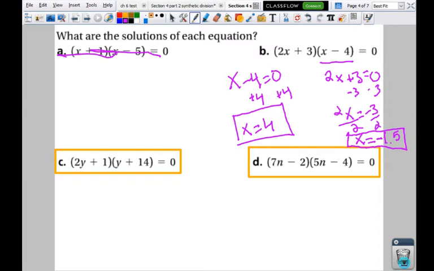It's like doing the order of operations except backwards. PEMDAS backwards. That's exactly what we're doing. We're doing SADMAP. PEMDAS backwards. I want you to try part C on your own.